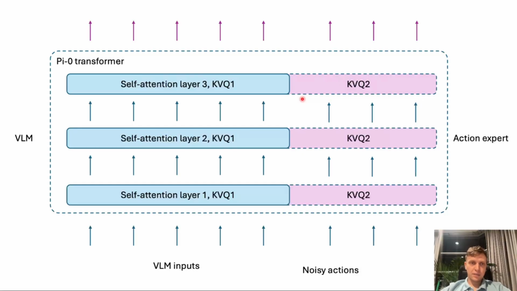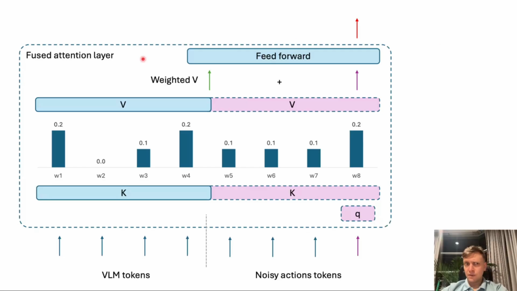But the way it's done is similar to the mixture of experts approach, even though it's slightly different. The idea is that you have different weights for computing keys, values, and queries for the VLM part and for the action expert. But when you actually compute the attention, you use all of them together. So you don't really have two separate parts, encoder and decoder. You have one big transformer with two sets of weights. I'm not sure if there is an official name for it; I called it a fused attention layer.